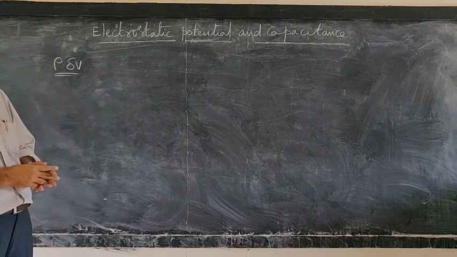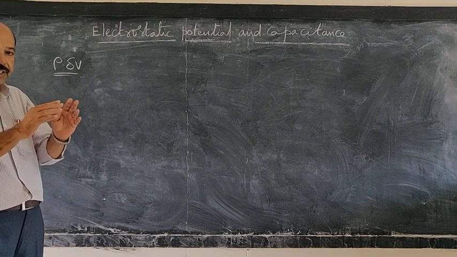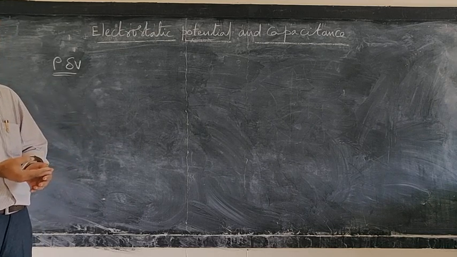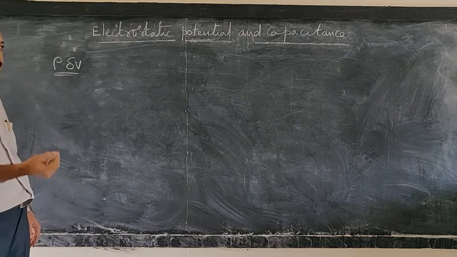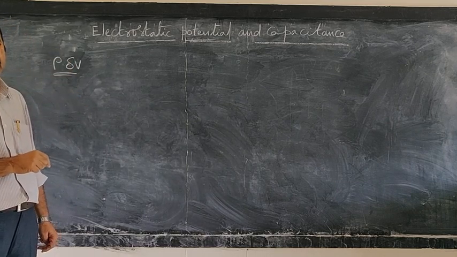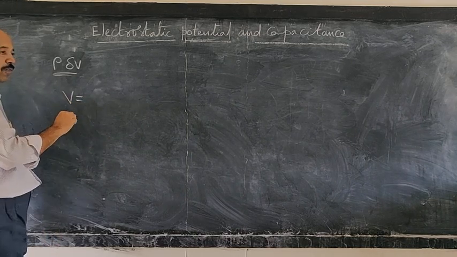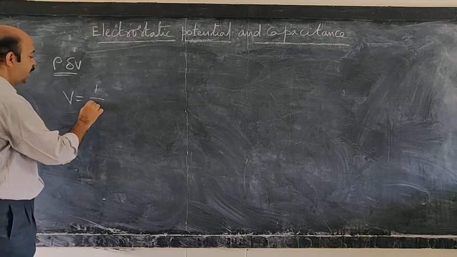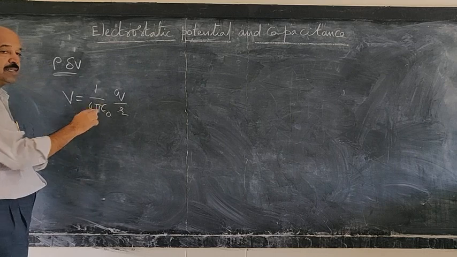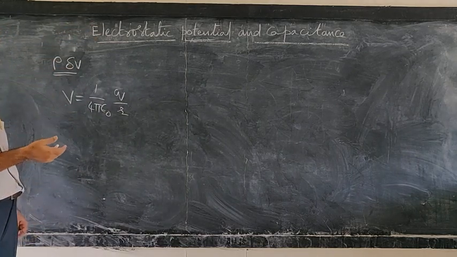Similarly, we studied that for the electric field, the charge distributed on a spherical shell acts as if the whole charge is concentrated at the center. So the potential at any point outside the sphere is given by 1 by 4 pi epsilon naught times q by r, where r is the distance of the point from the center of the sphere.